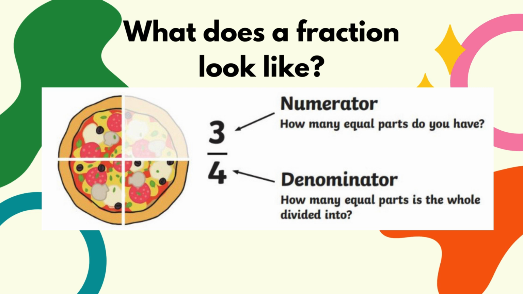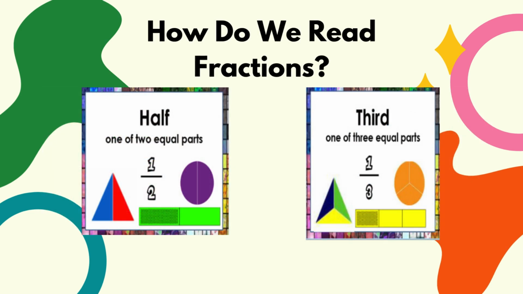If you look at this pizza, it's divided into 4 parts. You are left with only 3 parts of this whole pizza. So, how many equal parts do you still have? 3. Okay, but how many equal parts is the whole pizza divided into? 4. So 3 over 4.